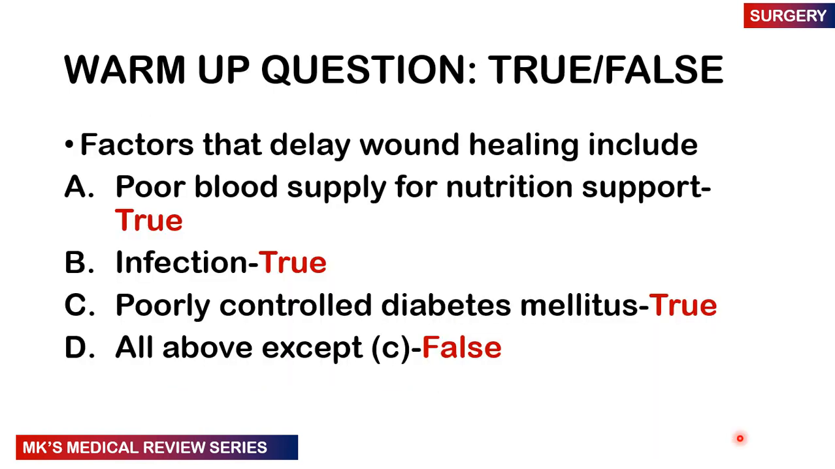So here's a warm-up question. Factors that delay wound healing include: A, poor blood supply for nutritional support. This is true. B, infection, which is true. C, poorly controlled diabetes mellitus. This is true. And then obviously that will make D false.